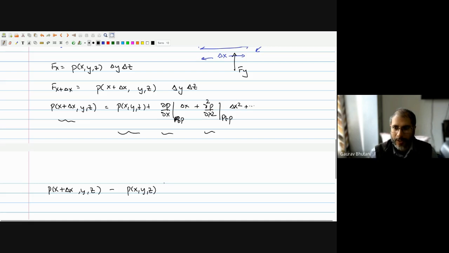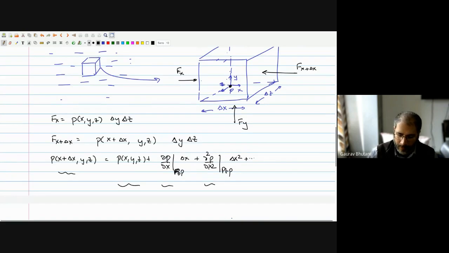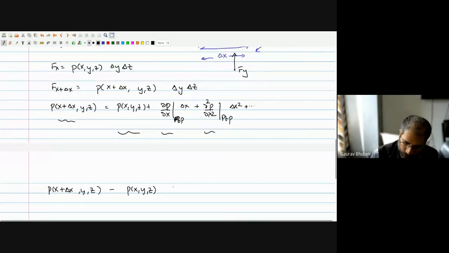Okay, so how does the pressure change if I go from the left wall to the right wall, from the left plane to the right plane? So that is this pressure, and this is approximately equal to del P by del x at plane x times delta x. All the higher order terms are neglected because if delta x is 0.01, then delta x squared is 0.0001.